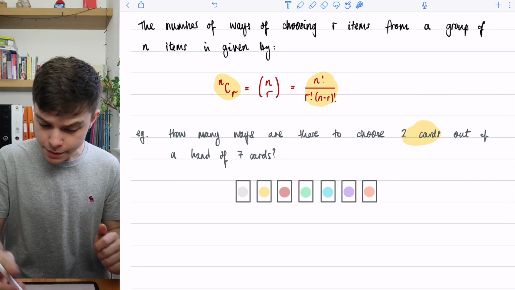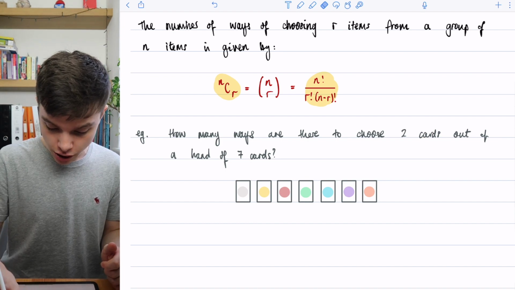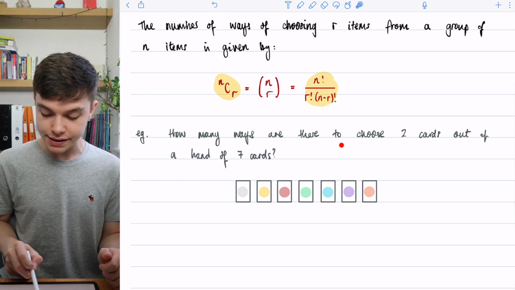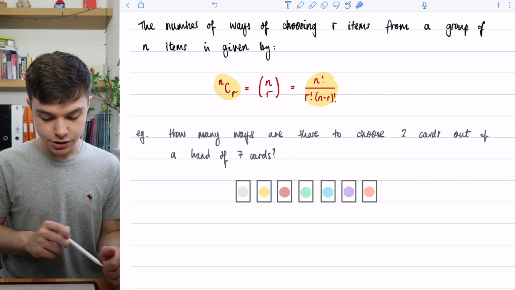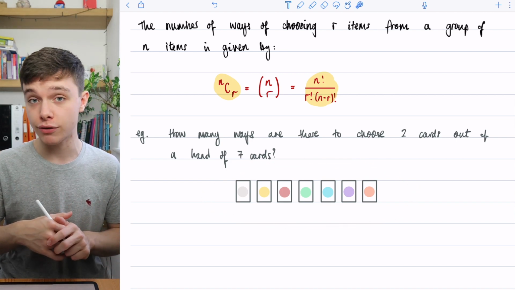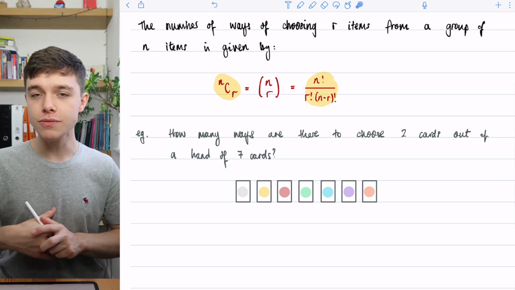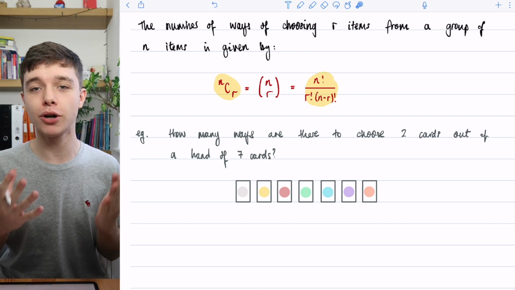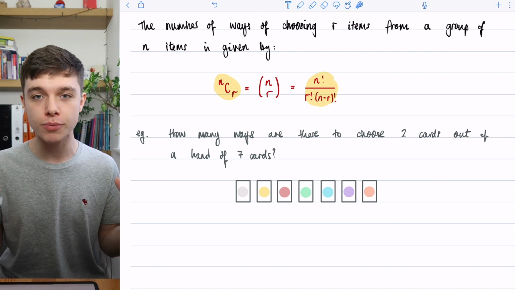So, let me just have a quick explanation of this example. It says, how many ways are there to choose 2 cards out of a hand of 7? Here are my 7 cards. We've got lots of different colours on them, and we could basically work through this. But combinations helps us speed up the process.